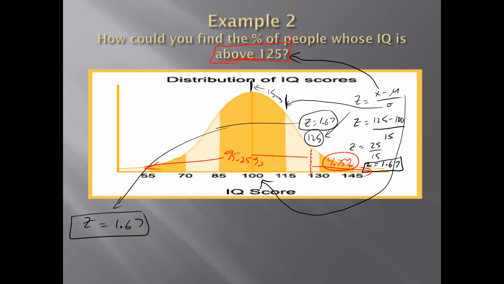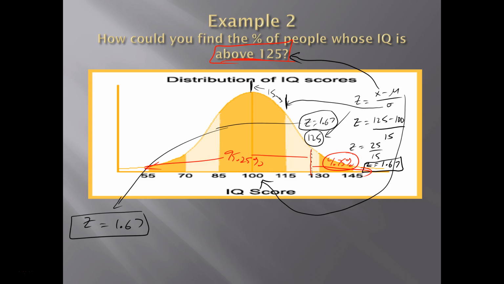All right, so IQ, just in case you are wondering what an IQ test is, maybe you've never seen one, it's an intelligence quotient, so it's kind of testing your intelligence. All right, so that's how to do these. We just used a z-score.